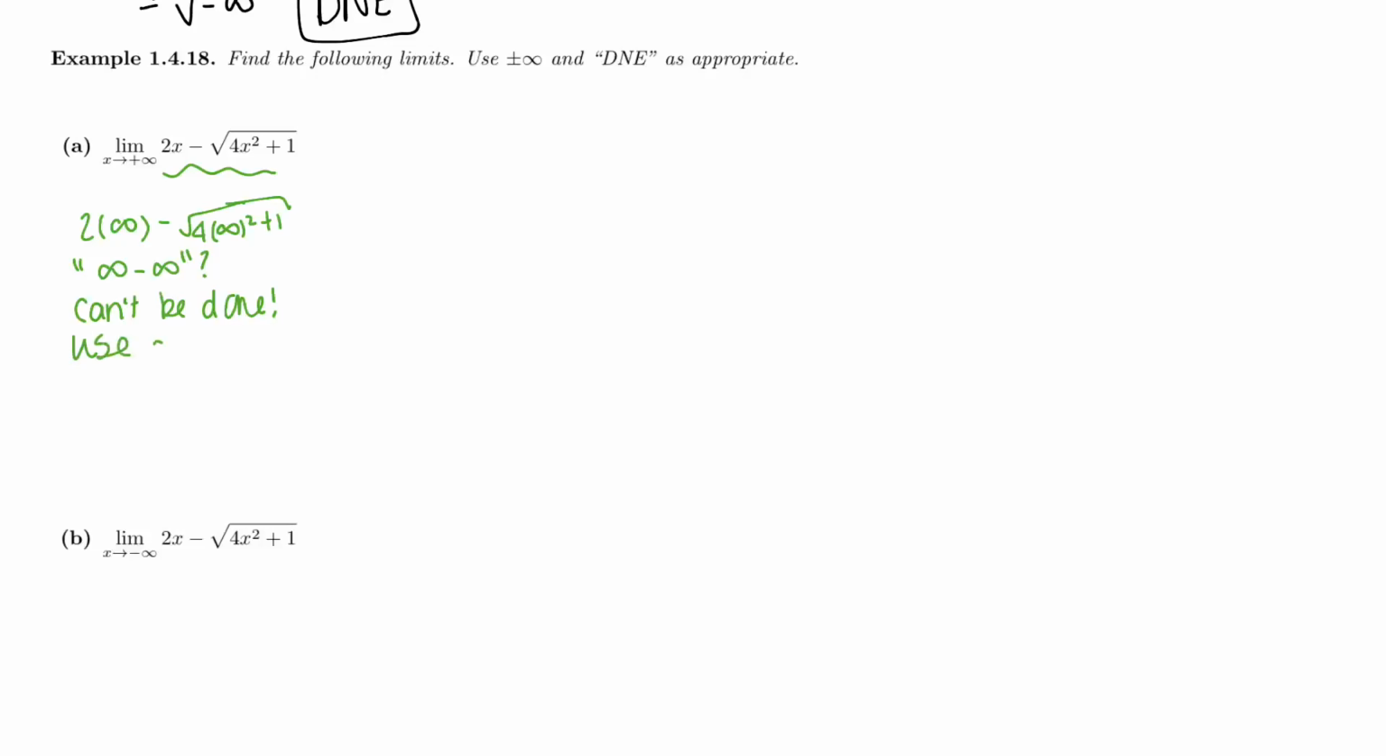Use a trick. In this case, if you have radicals involved, multiplying by the conjugate tends to be a good idea. So I can take this and multiply by 2x plus the square root of 4x squared plus 1. Now I can't just do that without consequence. I have to do that on top and bottom.